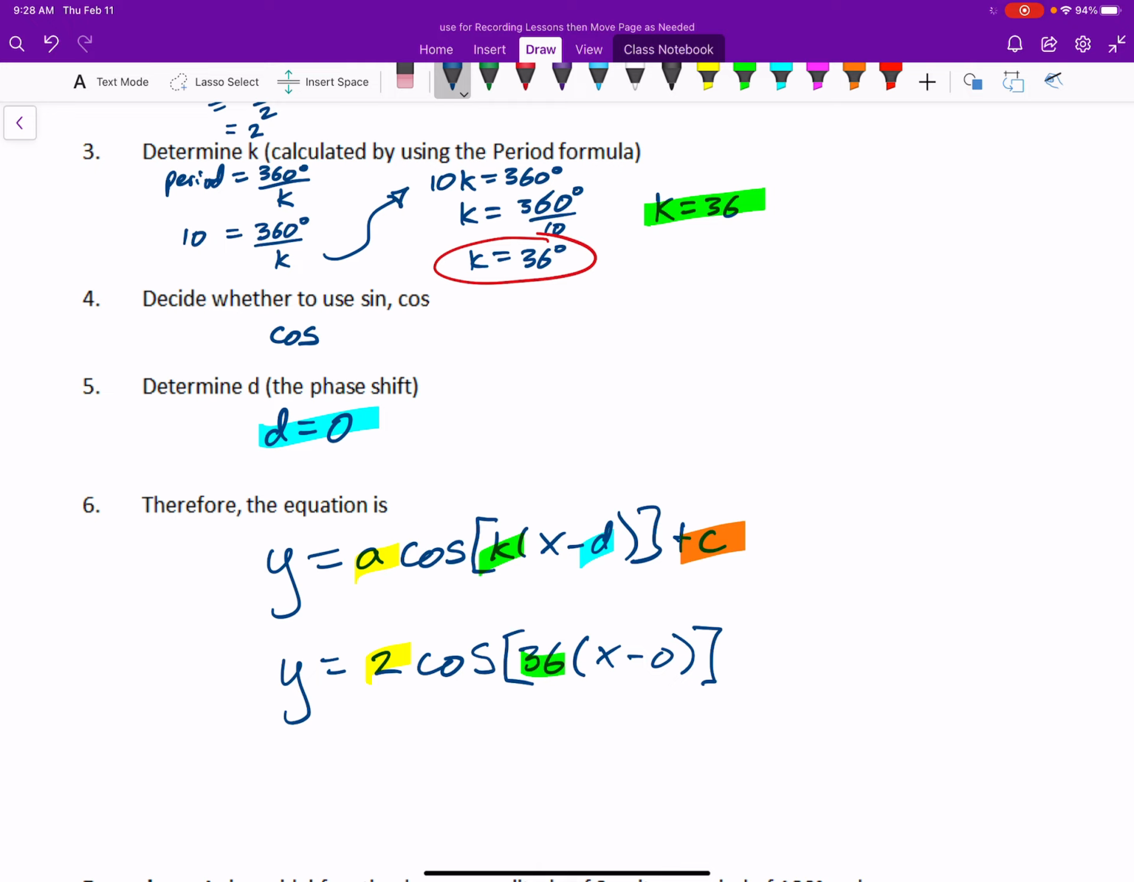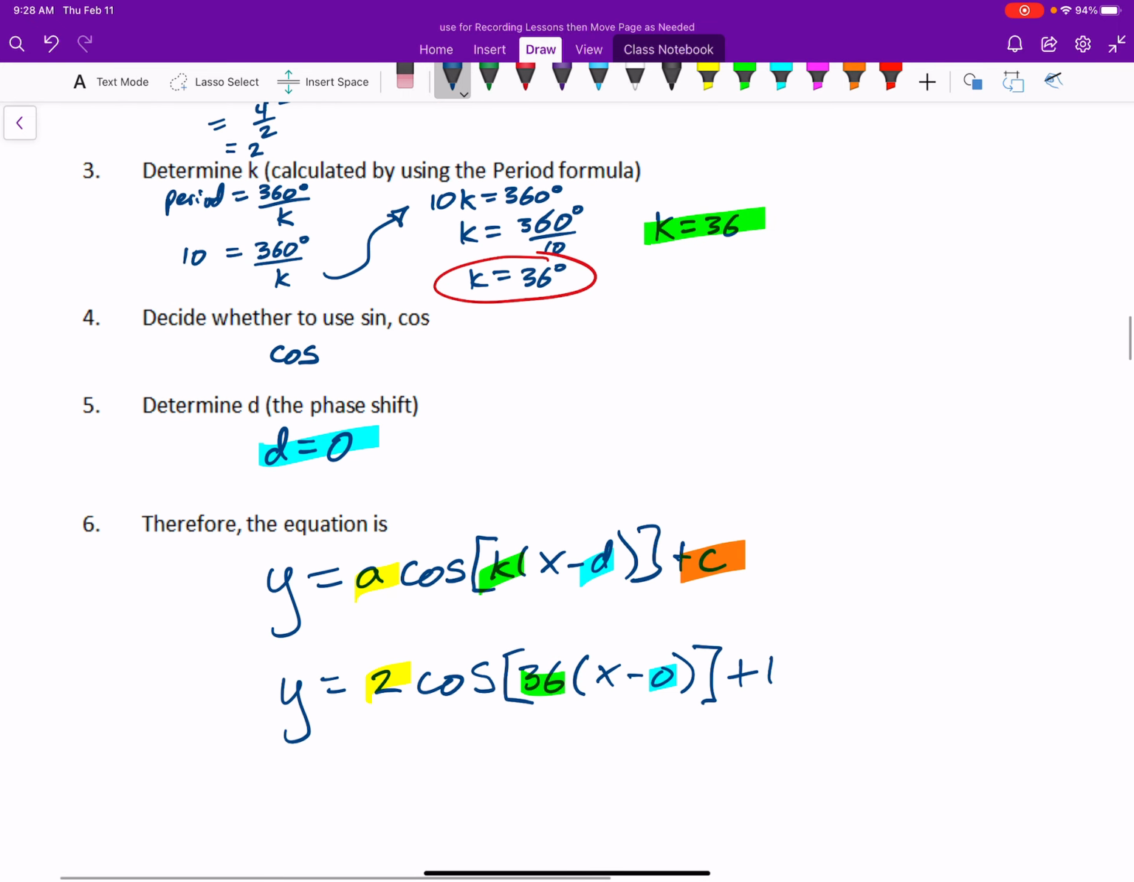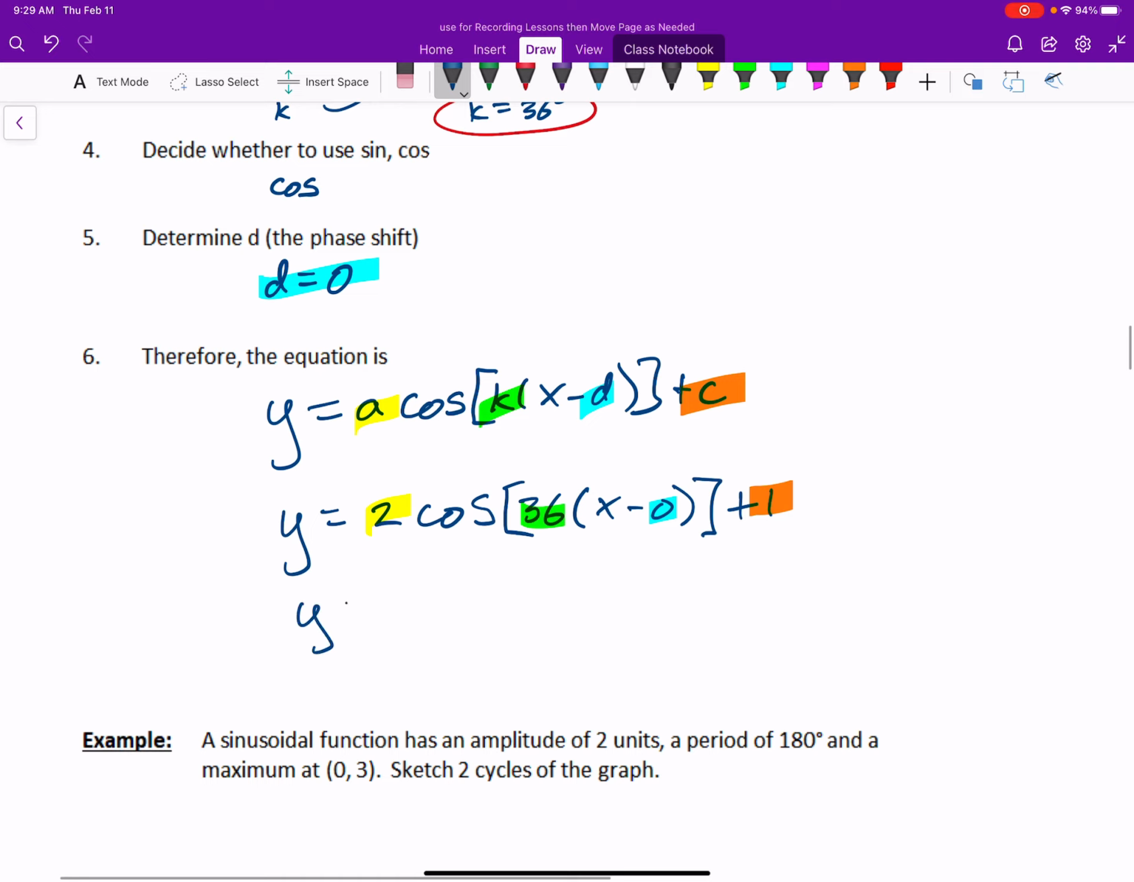Normally I wouldn't write that down because I just know that that doesn't make a difference. But I'll put it in for the sake of the lesson. And c was 1. So then I could simplify that down to y equals 2 cos(36x) plus 1. I don't need the second set of brackets if d equals 0. And that would be my answer for that one.